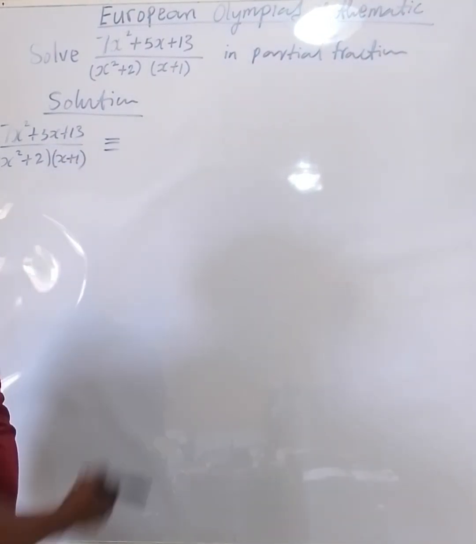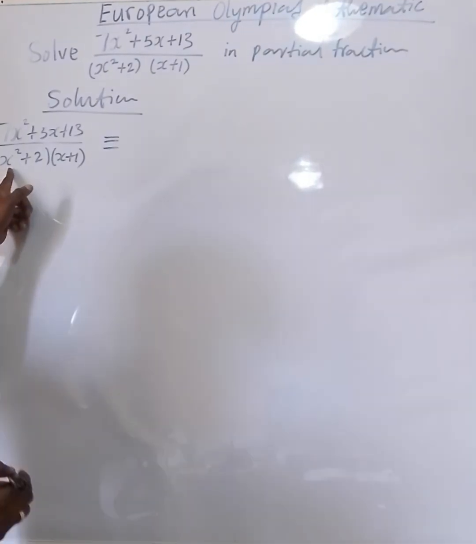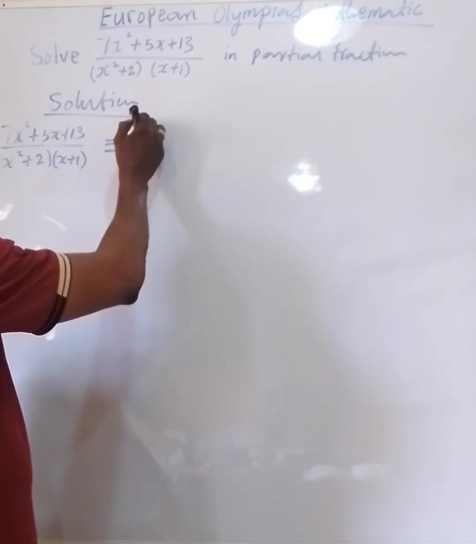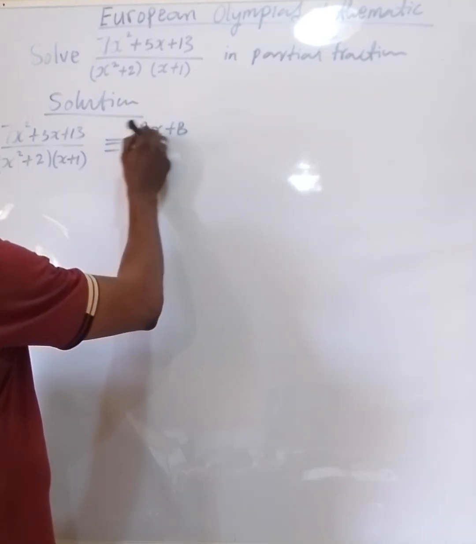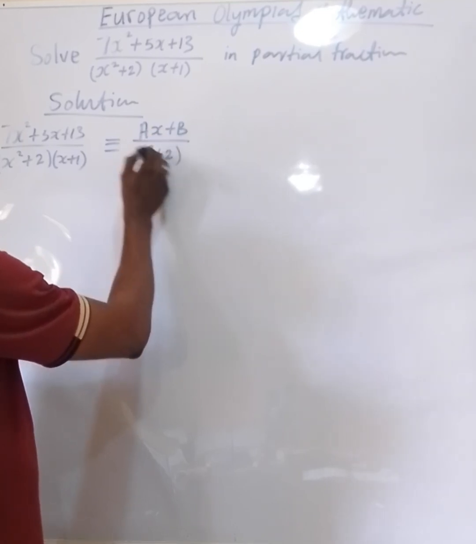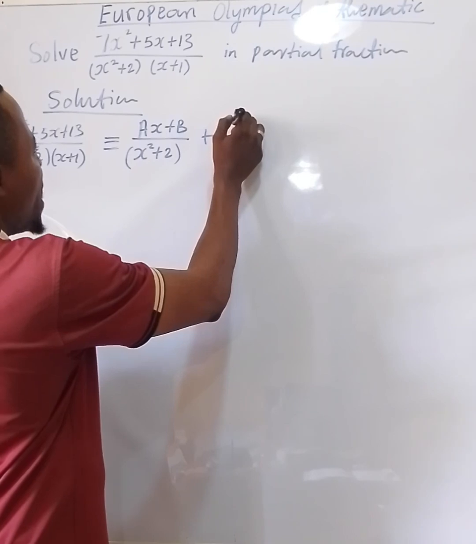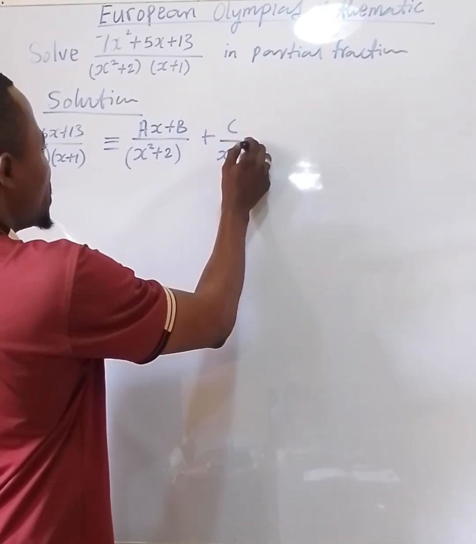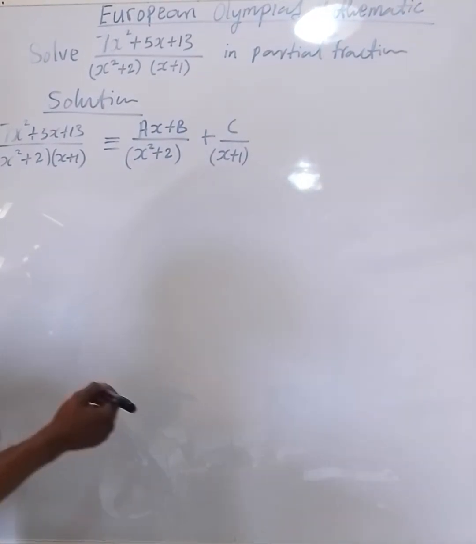Now this is equivalent to, now in this case we have a square here, which means we are going to use two variables for it. So it will now be (ax + b) / (x² + 2) plus c / (x + 1). Are we together? So the next thing now is to find the LCM.